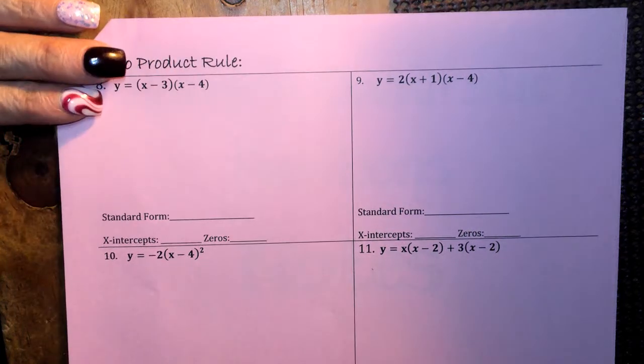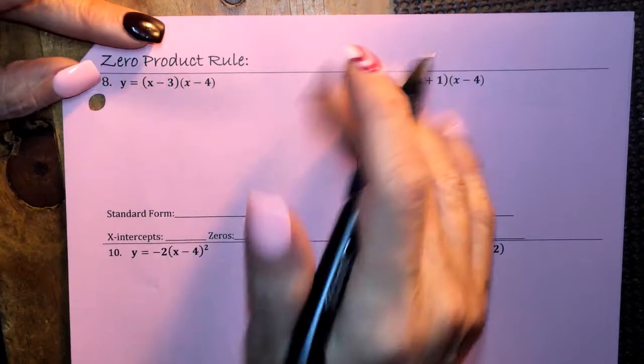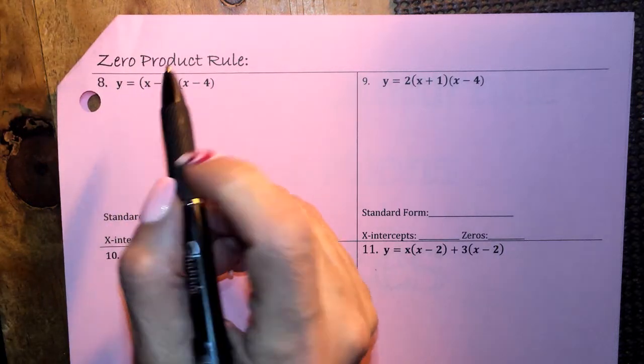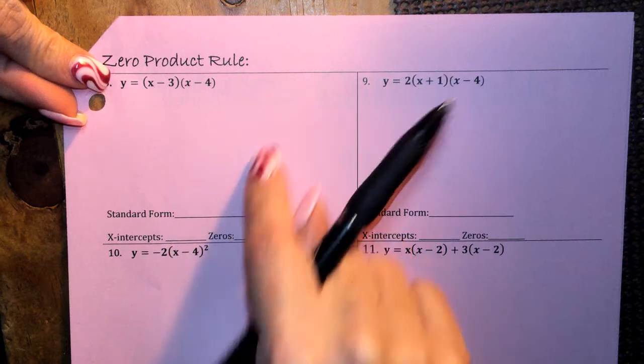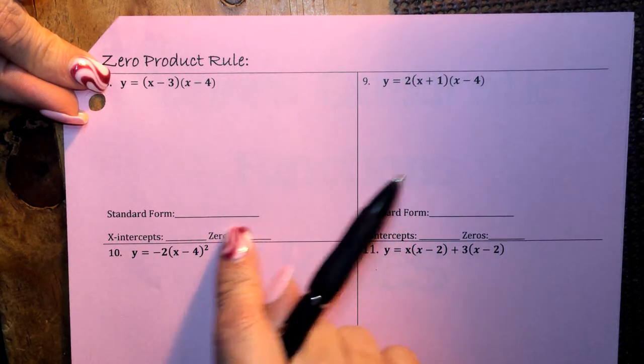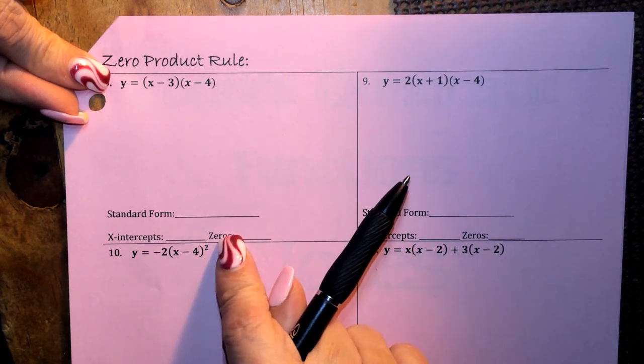Gang, so this is page 10 of the packet. This is the last page we've got. All right, so let's do the zero product rule. That just means we want to take these and find the solutions. We want to know the x-intercepts and the zeros. And remember, x-intercepts and zeros are the same thing.